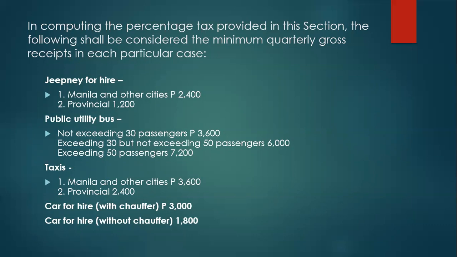How about taxis? Manila and other cities, that's 3,600 in a quarter. Provincial, that is 2,400. How about car for hire without a chauffeur, that's 3,000. What is chauffeur? That's a driver. So car for hire with driver, that's 2,000. Car for hire without a driver, that's 1,800. Mao na ang mga minimum rate. So if makakita ka sa problem nga mas lesser ang amount, then you will use this minimum rate, minimum gross receipt in computing the percentage tax.